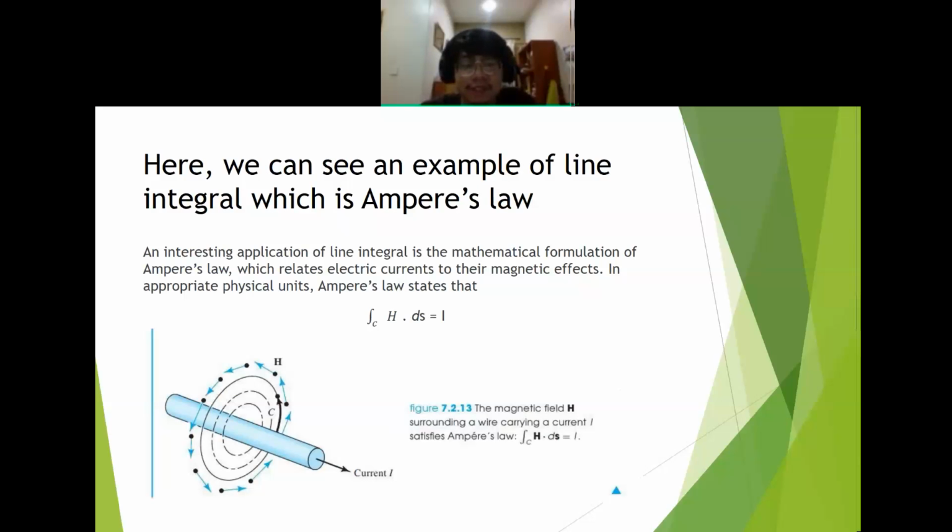An interesting application of line integral is the mathematical formulation of Ampere's law, which relates electric currents to their magnetic effects. In appropriate physical units, Ampere's law states that the integral over C of H ds equals I, which is the current, and H is the magnetic field surrounding the wire. Together, they satisfy Ampere's law: the integral of H ds equals I.